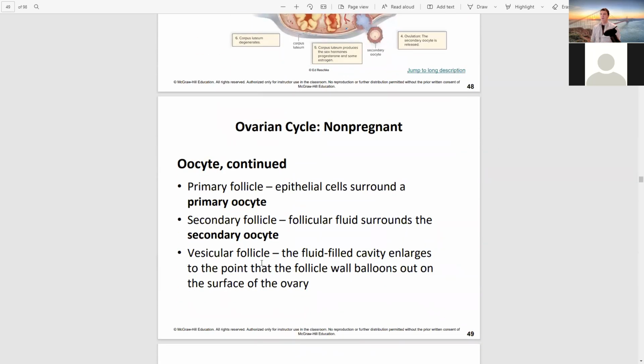So the primary follicle is epithelial cells surround a primary oocyte. The secondary follicle is a follicular fluid surrounds a secondary oocyte. In the vesicular follicle, the fluid-filled cavity enlarges to the point that the follicle wall balloons out on the surface of the ovary.